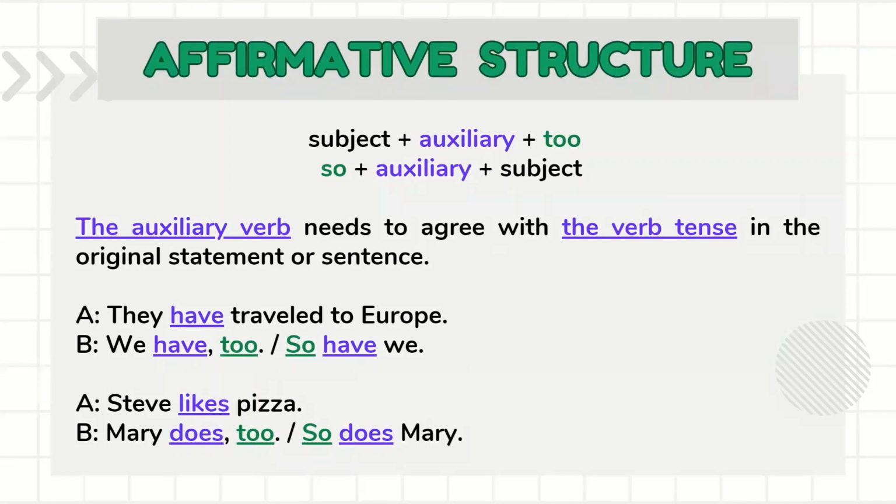For the simple present, we have Steve likes pizza. Possible answers: Mary does too, or so does Mary. We use does because that's the auxiliary for the simple present in questions.